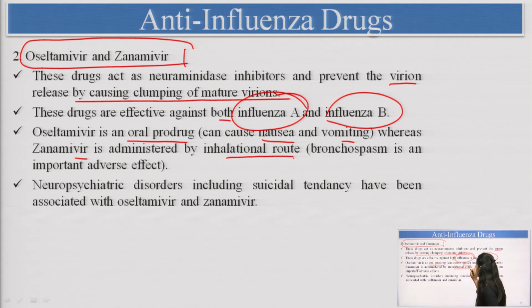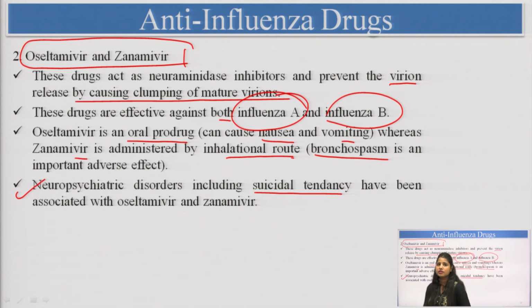Now, since it is given by the inhalation route, you can see there is one side effect related to this, which is bronchospasm. Okay. It also causes neuropsychiatric disorders, okay, which include suicidal tendency. Okay. So, this is also one of the effects we have seen in patients who are taking these drugs, oseltamivir or zanamivir. Okay.